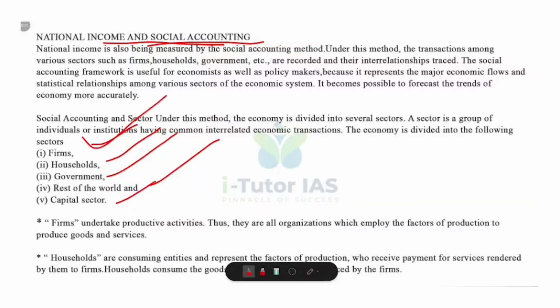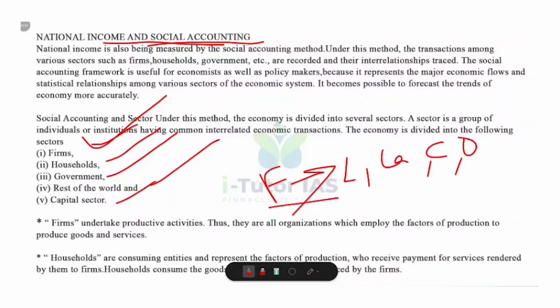Hope you know about firms. Firms produce goods and services. They hire factors of production. Factors of production means, what are the 4 factors of production in economics? Land, labor, capital and organization. So the firms hire these factors of production and they pay wages, rent, interest and profit to the household.